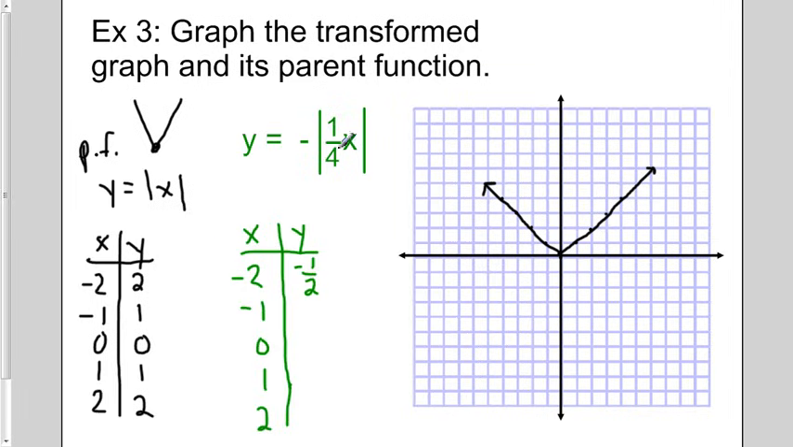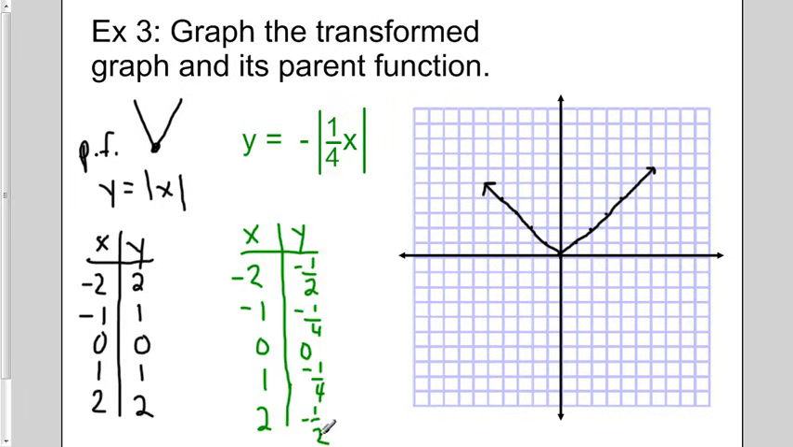We put -1 in, we get -1/4. Absolute value is +1/4. Make that negative, so we get -1/4. Put 0 in, we get 0. Put 1 in, we get -1/4. And we put 2 in, and we get -1/2.